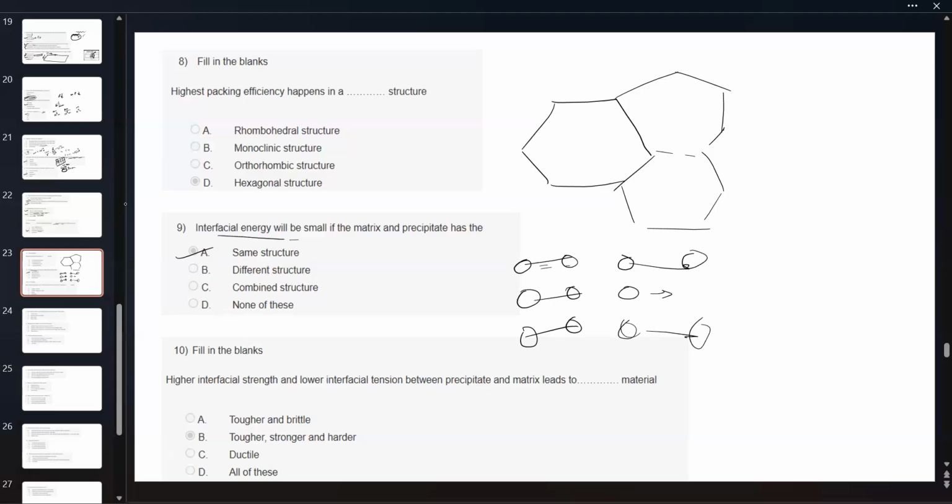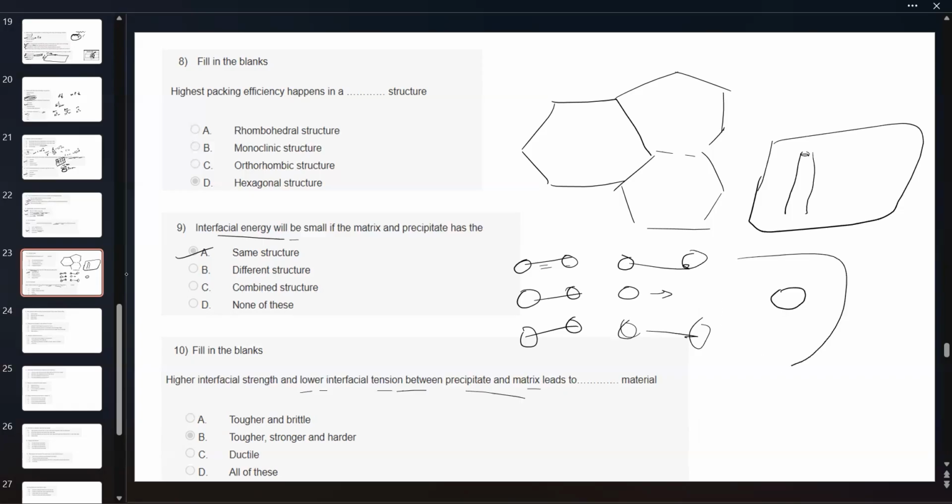Fill in the blanks. Higher interfacial strength and lower interfacial tension of the precipitate matrix phase. So in a matrix and a precipitate material, what you have is a matrix, and then there are precipitates, maybe a particle. Let's go with the particle, a particle sitting inside a matrix.